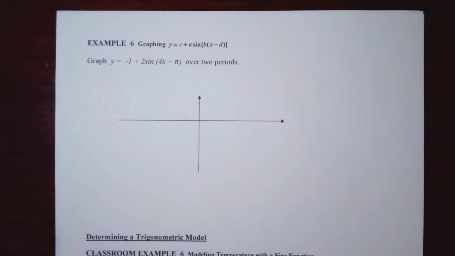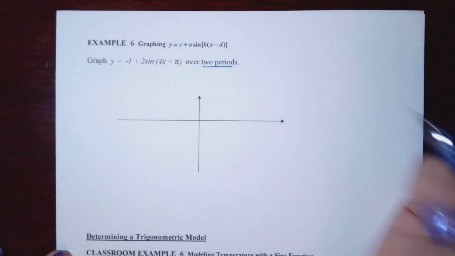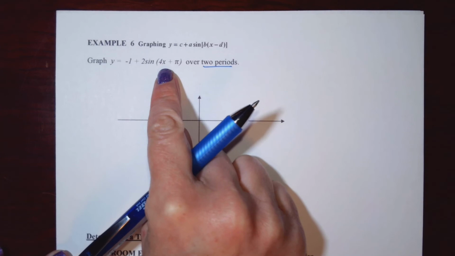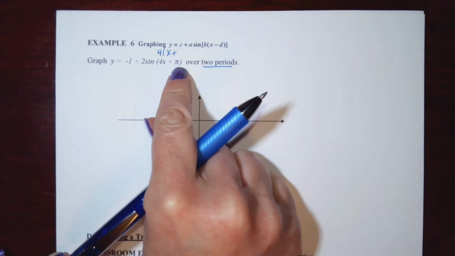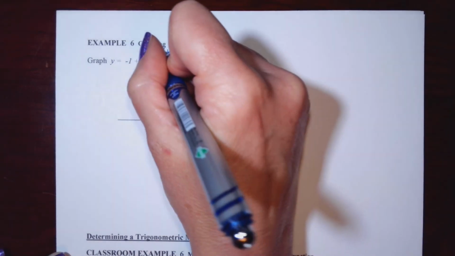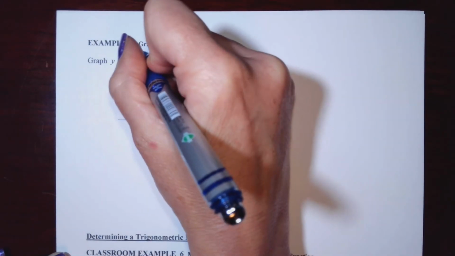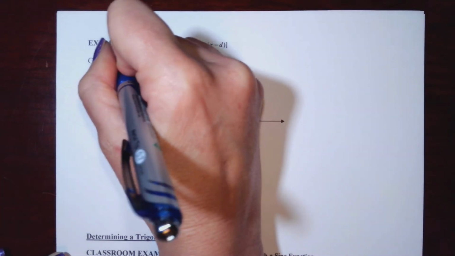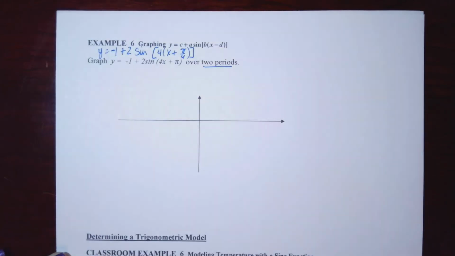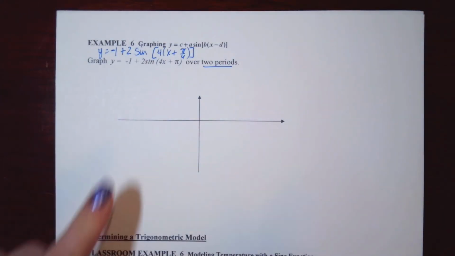Okay, we have all the things in this one again. We're asked to do 2 periods. I see that I'm going to have to factor out my value of b. So I'm going to go ahead and do that. I'm going to factor out that 4. When I divide out 4, I also have to divide out 4 here, so that gives me pi fourth. That is my argument for sine. So I've got negative 1 plus 2 sine. There's my equation. Okay, let's do it.